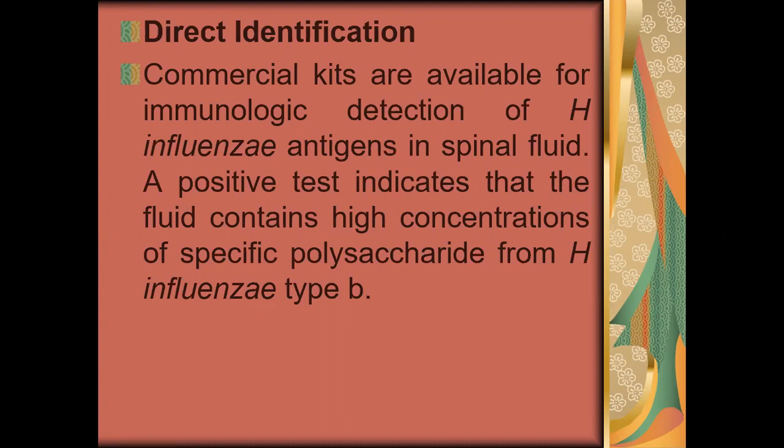A positive test indicates that the fluid contains a high concentration of specific polysaccharide from Haemophilus influenzae type B. This is when the spinal fluid is taken to the lab as turbid.